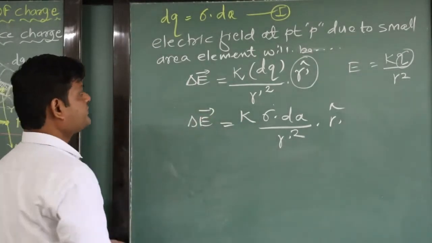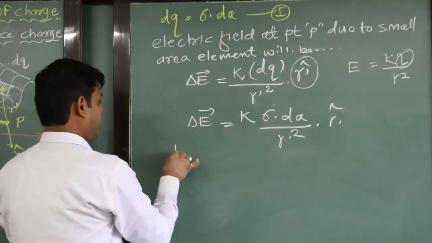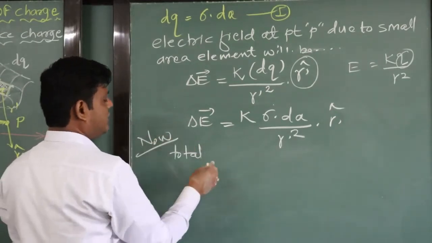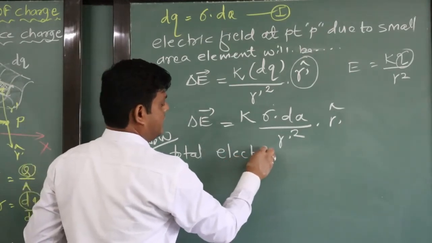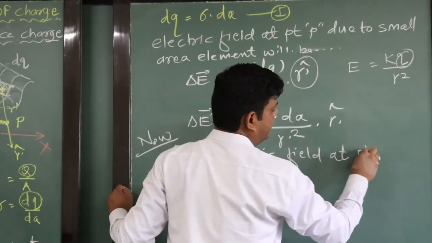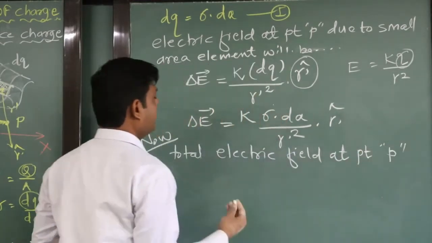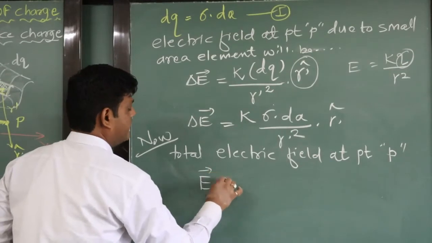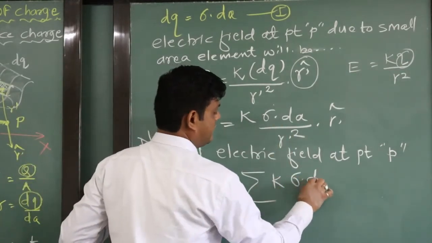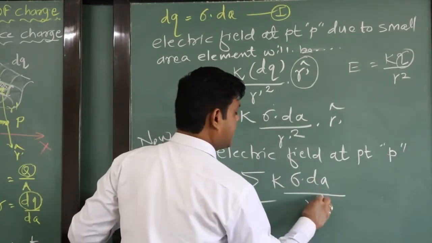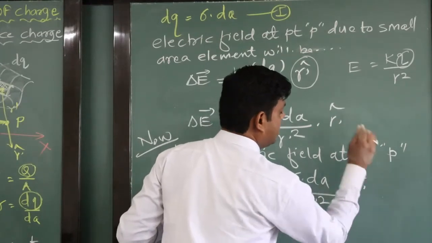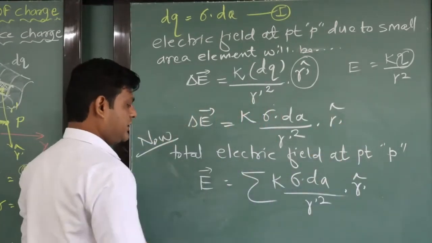Now we will put the total electric field at point P. That will be E vector equal to summation of K sigma dA divided by r dash square into r dash cap. This is your final equation.